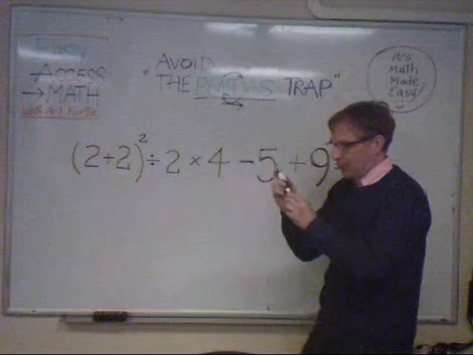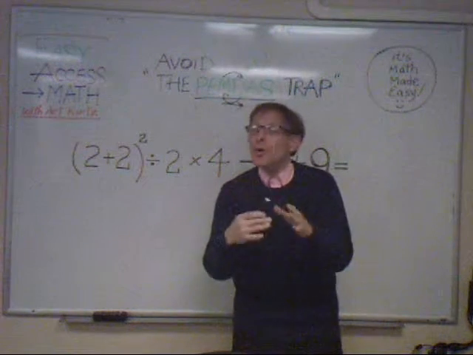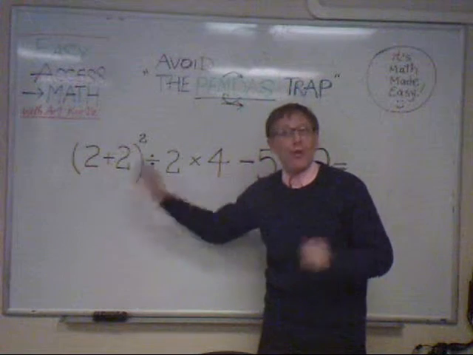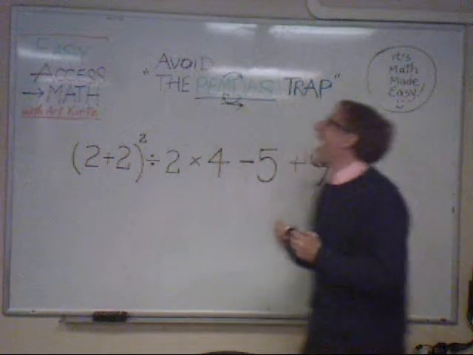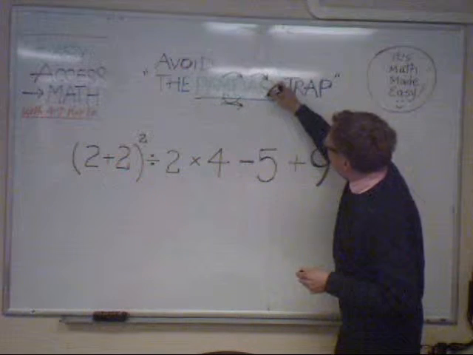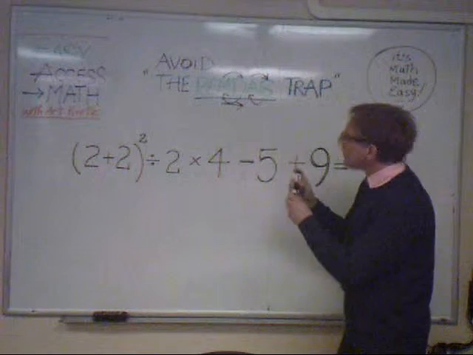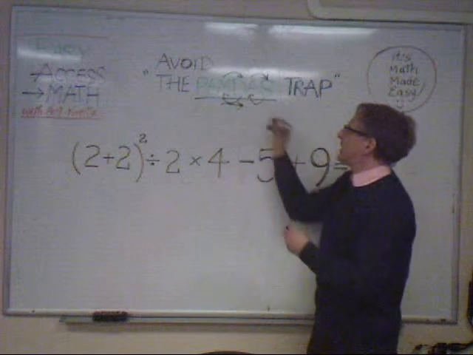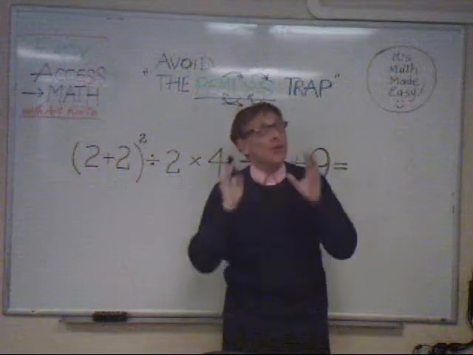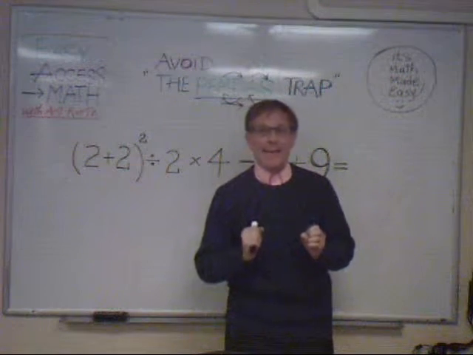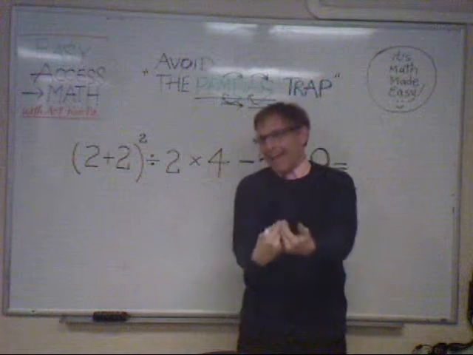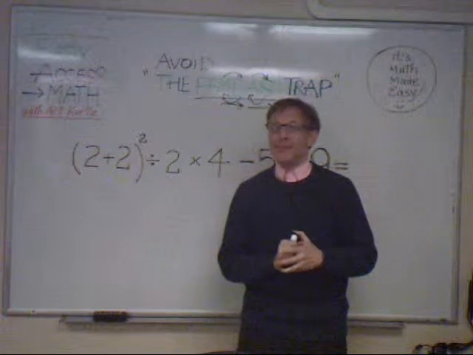You go from left to right. So sometimes you divide before you multiply. It depends on which one is on the left when you get to that step. And it's the same with addition and subtraction. They are equals. They have equal priority. Just like multiplication and division, you do whichever is on the left first, so you don't always add before you subtract. You do the one on the left first. And that's how you avoid the PEMDAS trap.